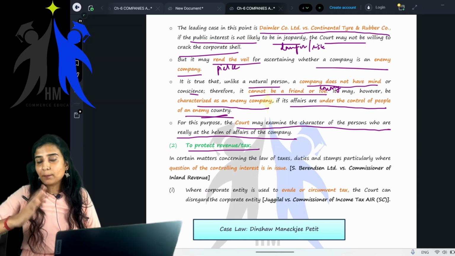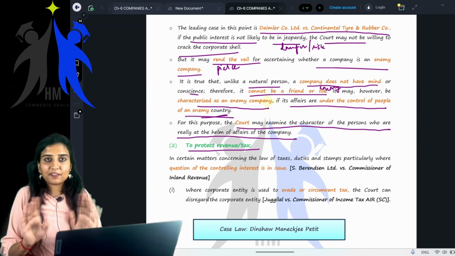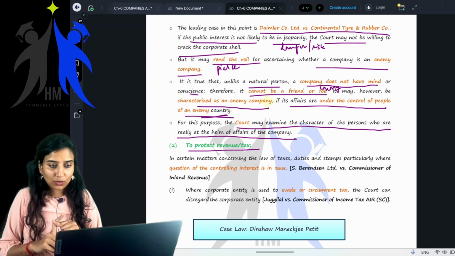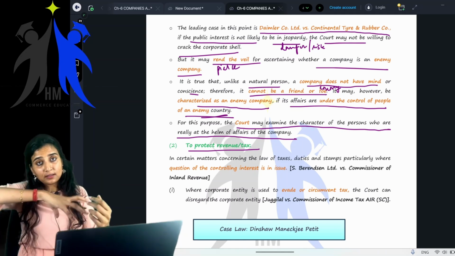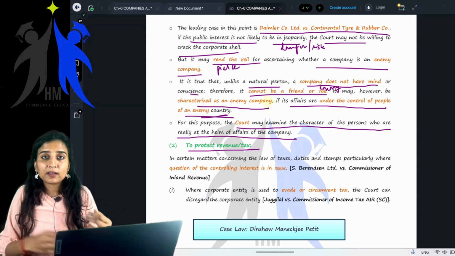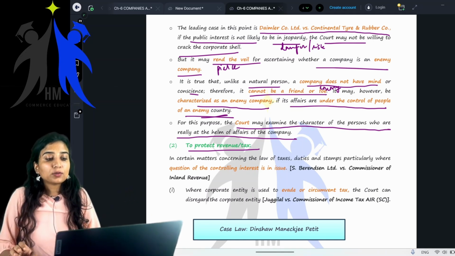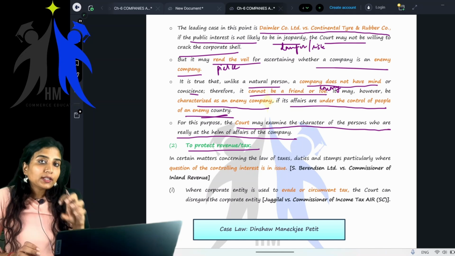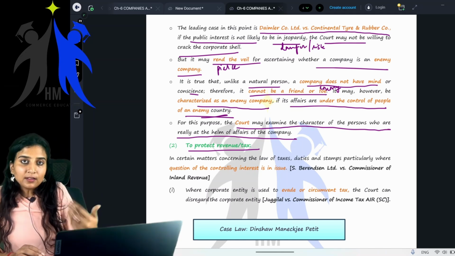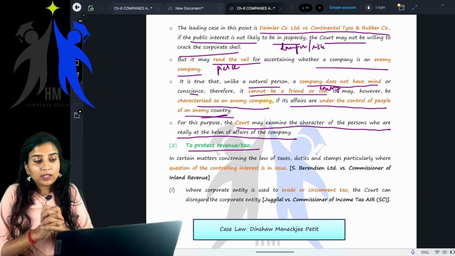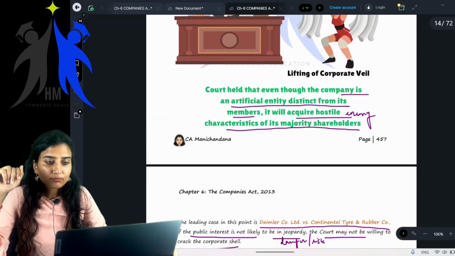Now obviously the concept of company is different, members are different. But whenever the shell is being removed, or the veil is being removed, or the insulation is being taken off, it is to see who the members are that are actually at the helm of the affairs of the company. So that is the reason we are going to lift the corporate veil.